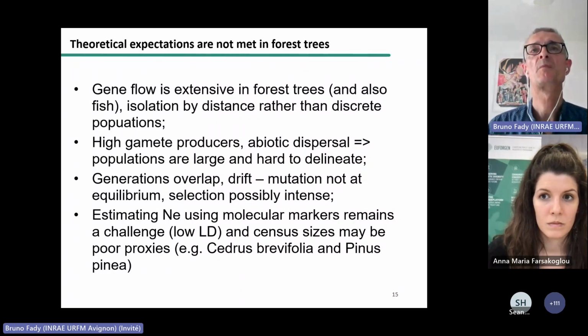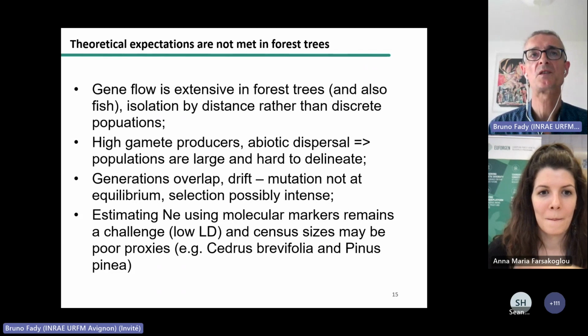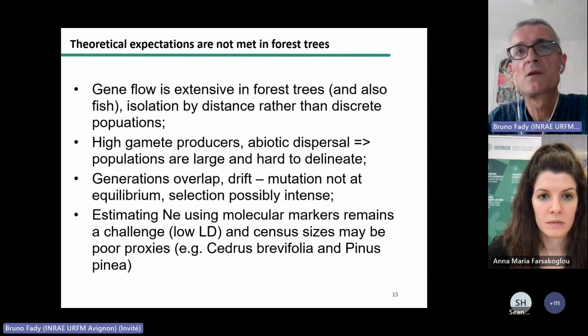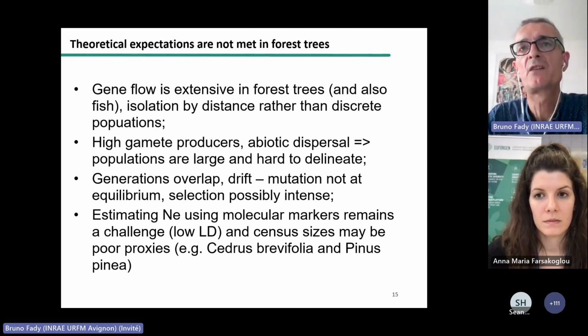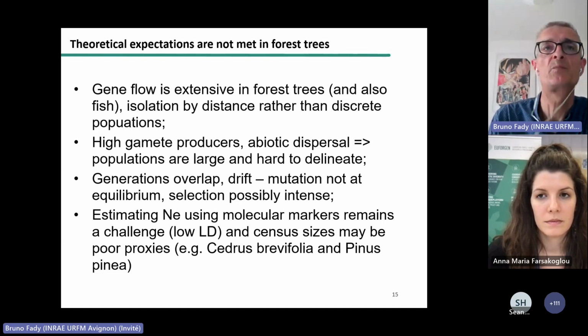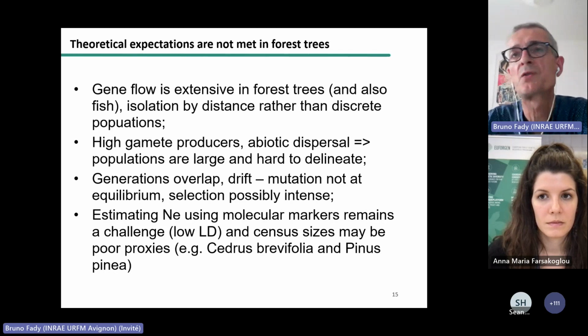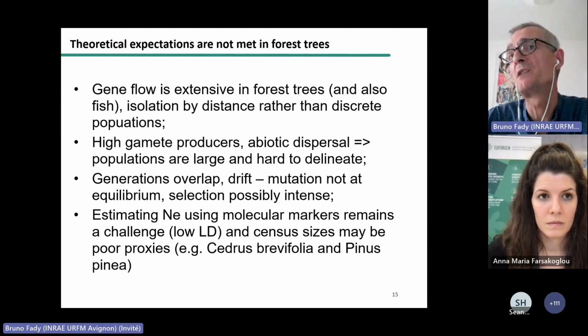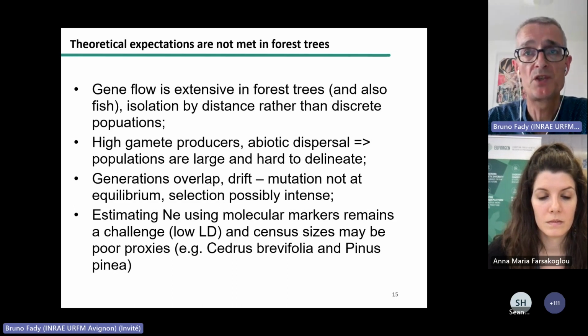Trees produce a huge number of gametes. They are mostly gymnosperms, but many trees are dispersed by abiotic processes such as wind. Populations are large and hard to delineate. Generations overlap. There's drift, and mutation is not at equilibrium. Selection is possibly intense at the very early stage of seedling production. And as shown by my colleagues, estimating NE using molecular markers remains a challenge, particularly true with LD and genomic data in trees, which have huge genomes.